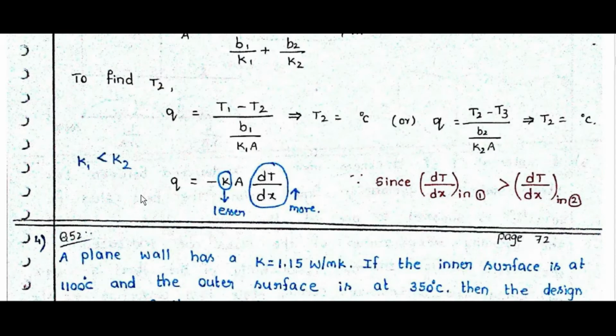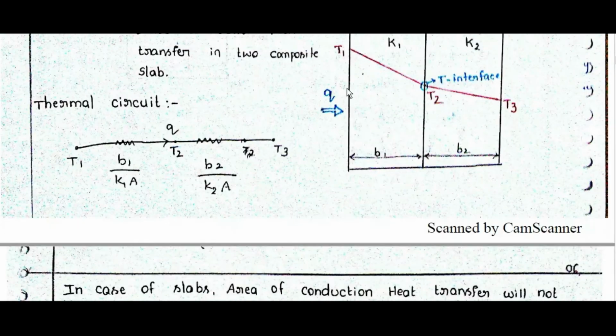If K1 is less than K2: Q is equal to minus K A dT by dx. The more dT by dx, the lesser K. Since dT by dx in 1 is greater than dT by dx in 2 by slope, K1 is less than K2.